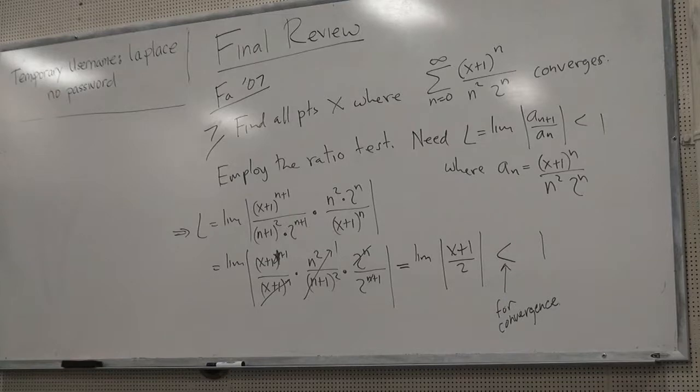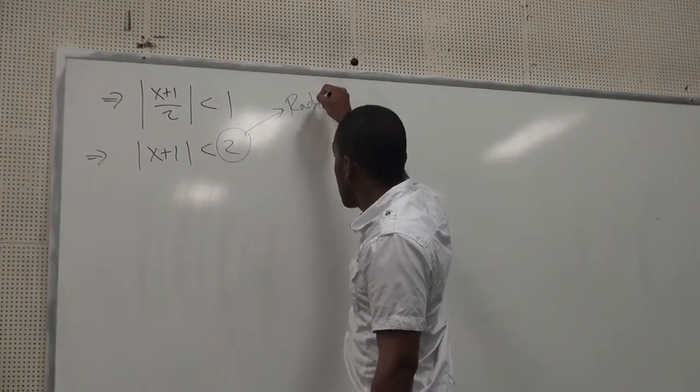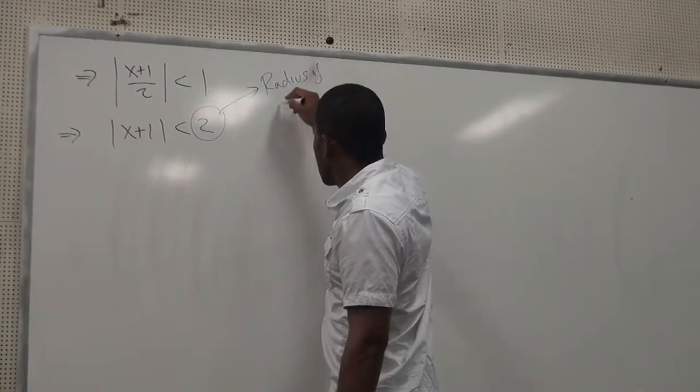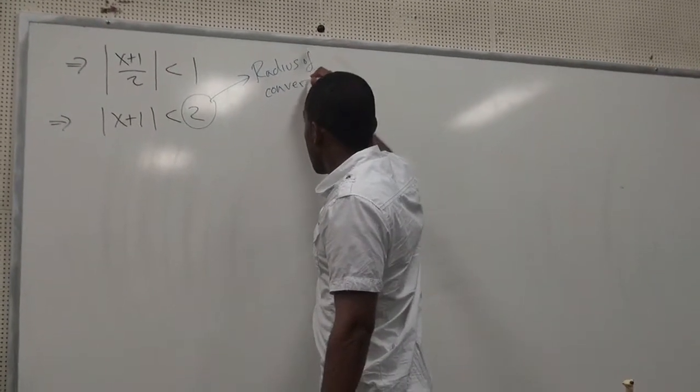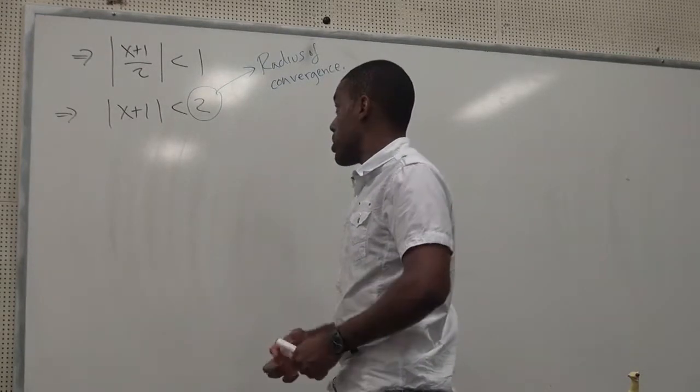So this means we need the absolute value of (x plus 1) over 2 to be less than 1, which means x plus 1 is less than 2. By the way, this guy here, they never asked for it here, but in the final I asked for it. This is going to be the radius of convergence.